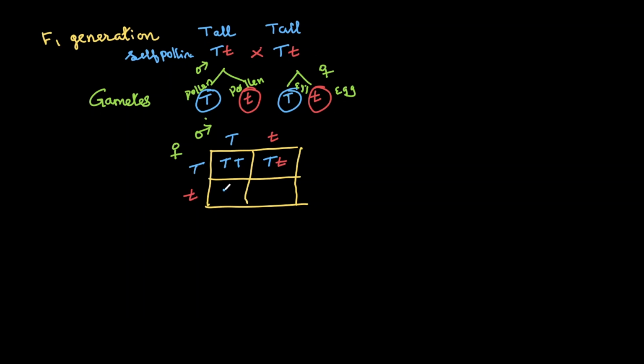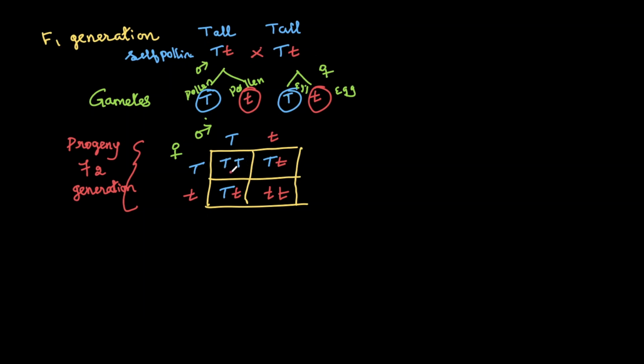So always you have to write the capital letter first. That is the dominant character, you have to write first. So capital T, small t. Here both the gametes are small t, so small t, small t. So in the F2 generation, you are getting four individuals. F2 generation can be progeny also. Progeny means generation.